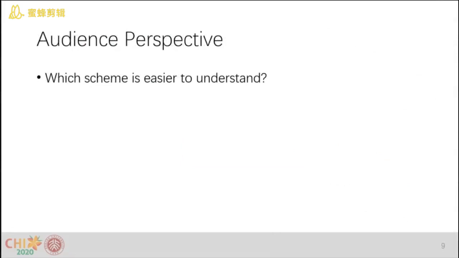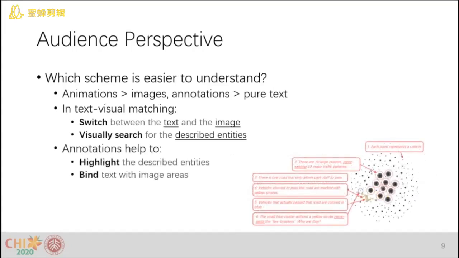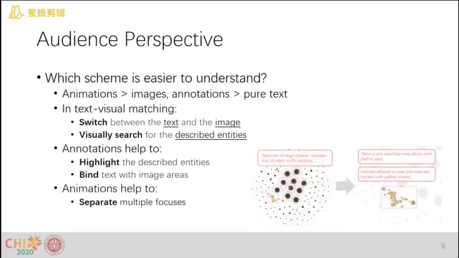So, from the audience perspective, animations are better than images, and annotations are better than pure text. That's because in the process of matching, people have to switch their attention frequently. Annotations help to highlight the targets and bind text to image areas. Animations help to separate multiple targets so that we can focus on one thing at a time.